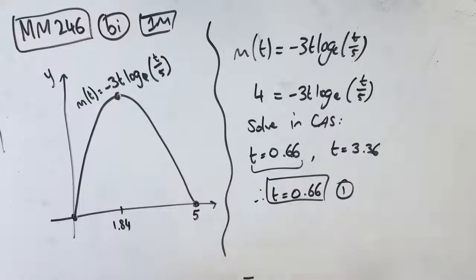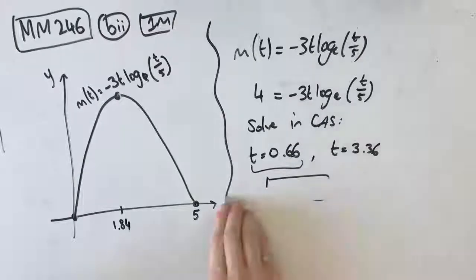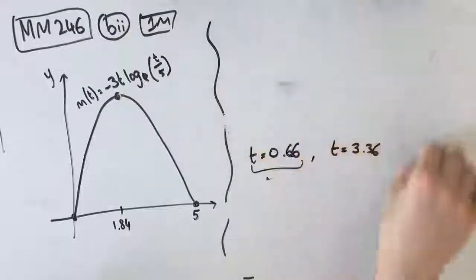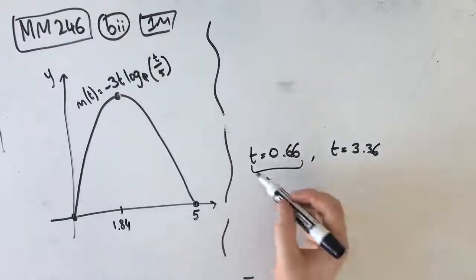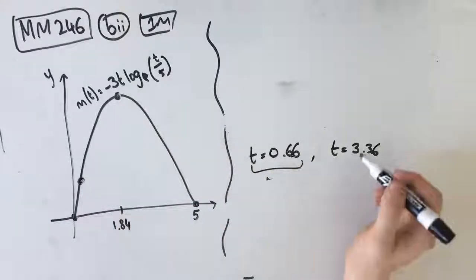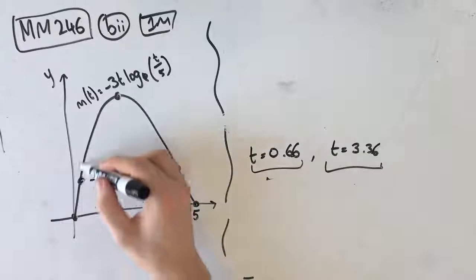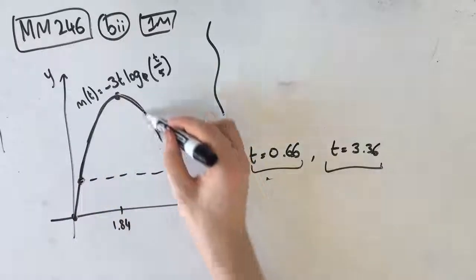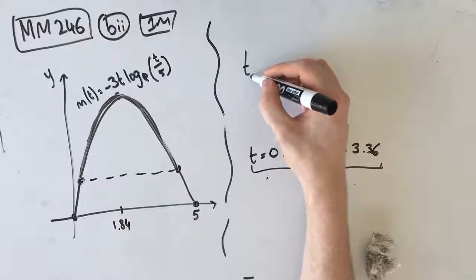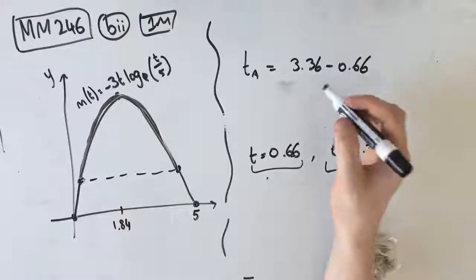So, let's move on to part B ii, which is also a 1 mark question. So part B ii asks for the length of time that Theon's masculinity is above 4 chest hairs per square inch. So pretty straightforward with this one. We know that it first reaches 4 per square inch at 0.66. We know that it goes back down at 3.36, which is somewhere here. So the time between here is where he's above that, right? So in between here, he's above 4 chest hairs per square inch, which means that to find the difference between them, we get t above is equal to 3.36 minus 0.66.